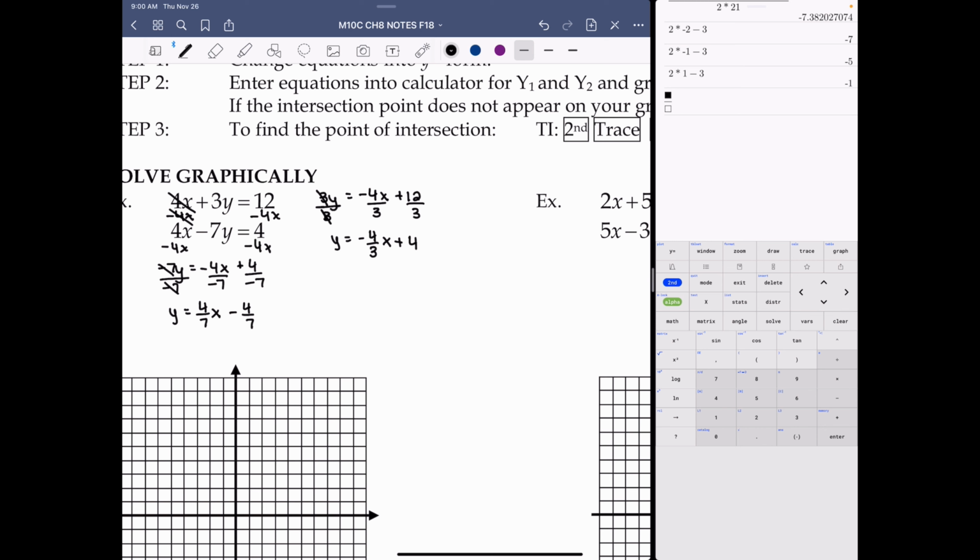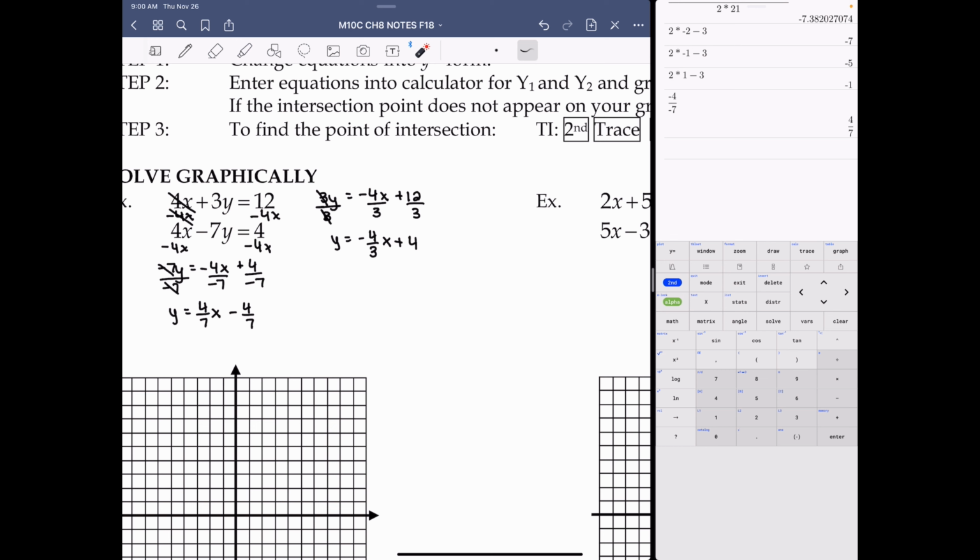So anyways, for example, if you're just not sure about what negative 4 over 7 would equal, just put it in. Negative 4 over negative 7. Enter, and it gives us positive 4 over 7. So you can always use your calculator to help you simplify your fractions.